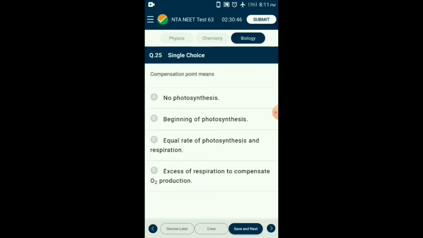Compensation point means when the rate of photosynthesis, that means the process of converting solar energy into chemical energy, is the same as that of respiration, the utilization of stored energy. It is referred to as the compensation point. So the answer is option C, equal rate of photosynthesis and respiration.